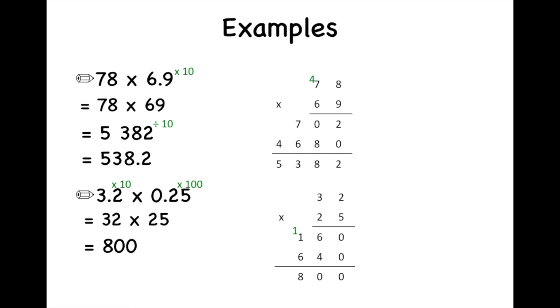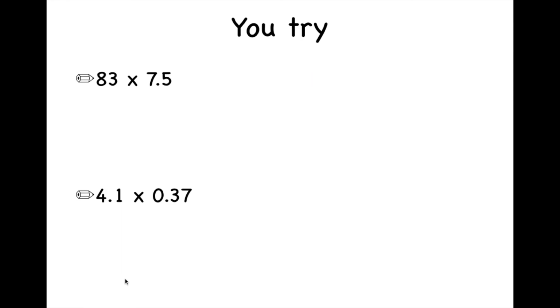Now I've got 800. However, in the question I had to times by 10 and then times by 100. This time I will divide by 10 to give me 80 and then divide by 100 to give me 0.8. So my final answer will be 0.8. Notice that I had 1, 2, 3 places after the decimal point in my question. My answer will have 1, 2, 3 places after the decimal point. You try these. I will give you 10 seconds before I will put the answer up. Pause, have a go, and then have a look at the answer.